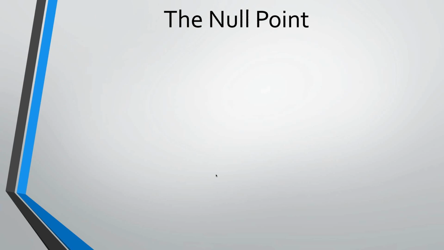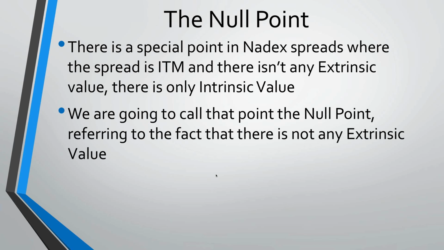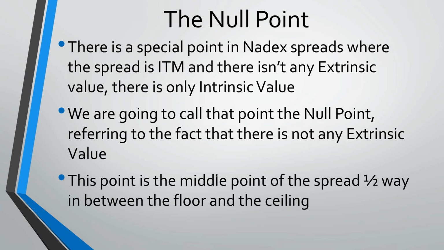Let's quickly talk about the null point. There's a special point in Nadex spreads where the spread is in the money and there isn't any extrinsic value. There's only intrinsic value. We're going to call that point the null point, referring to the fact that there is not any extrinsic value. And this is something that's inherent to vertical spreads. It's the way it has to be, because they're constructed from two different options, so they have to act this way. That's why it's really beneficial to study these graphs and to know how they're constructed. This point is in the middle of the spread, halfway in between the floor and the ceiling.